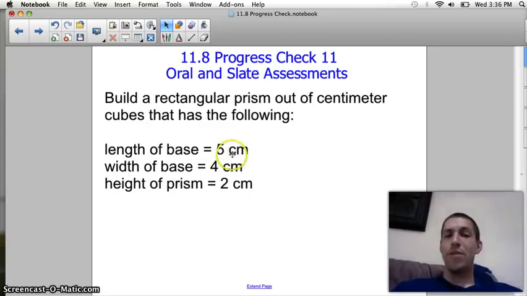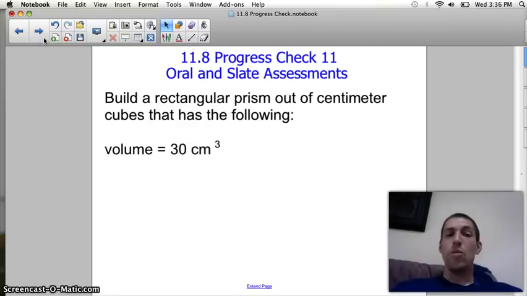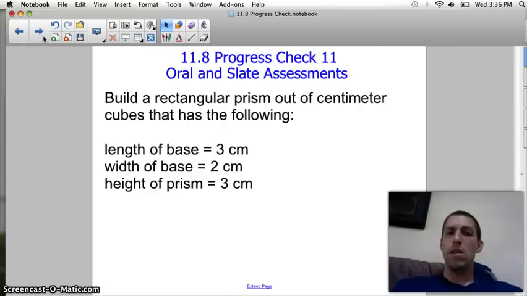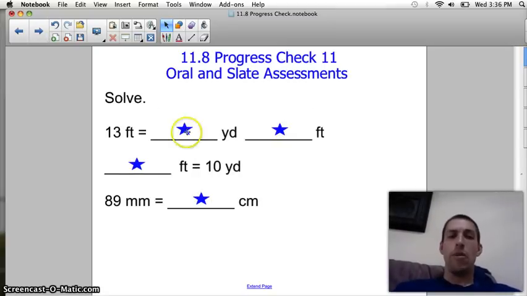What would the volume be if I gave you this? If I gave you a length of 5, a width of 4, and a height of 2, what would your volume be? Well, I hope you would have gotten 40. Length times width, 20, times height, 20 times 2 would be 40. What about a volume of 30? Well, I might do 5 length, 3 height, and 2 width. 5 times 3 times 2 would give me 30. What about this one? What would the volume of this rectangular prism be? The length would be 3, the width would be 2, and the height would be 3. Well, I hope you got 18.